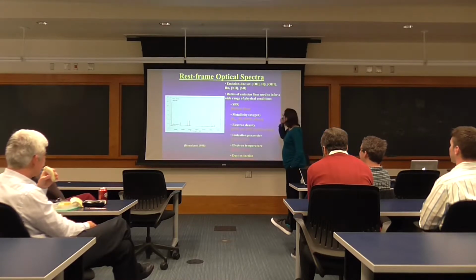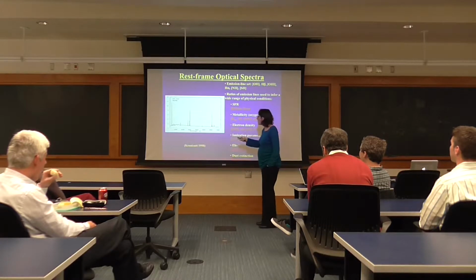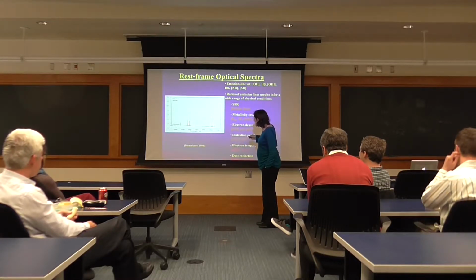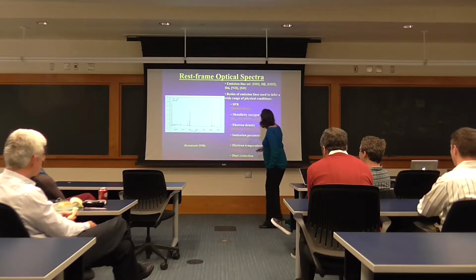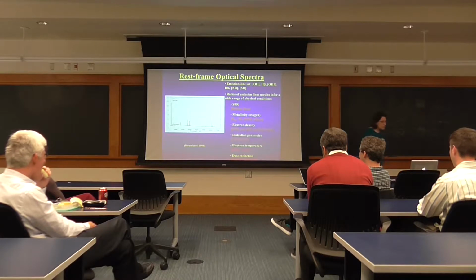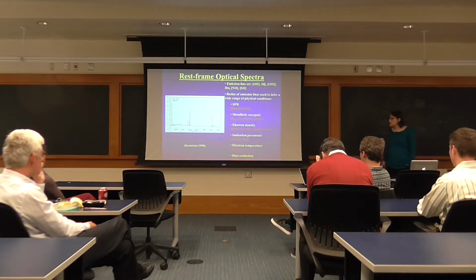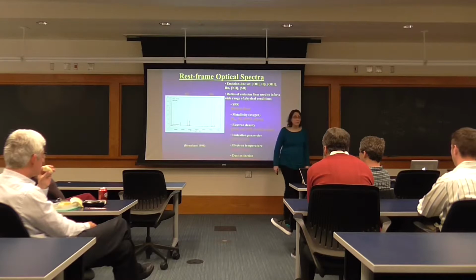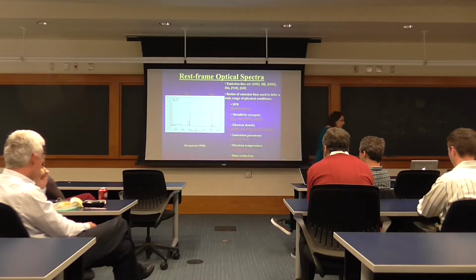The main emission lines to keep in mind are oxygen 2 here, H beta, O3, this is H alpha, nitrogen 2, and sulfur 2. And the ratios of these emission lines are used to infer a very wide range of physical conditions. For example, if we want to start off basic, the Balmer lines, H alpha and H beta, can be used to estimate star formation rates. This is a very basic proxy of what's going on in the galaxy.